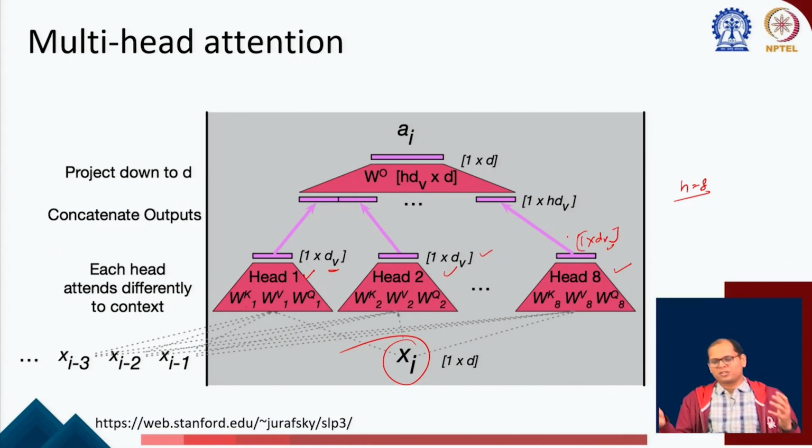And now finally you concatenate all these, combine all the outputs. So this will be H times dV. And then you want to project it back to the D dimension, the model dimension. That's why this WO matrix is H dV times D. This will project it back to the D dimension, the model dimension, and that is what is called your self-attention output for the ith word. And you can still do this in parallel using all these 8 heads that you have.